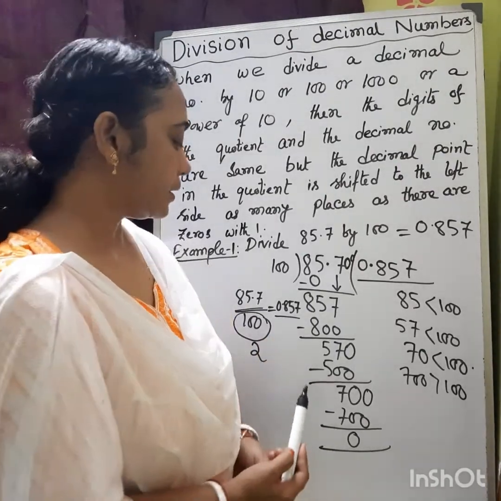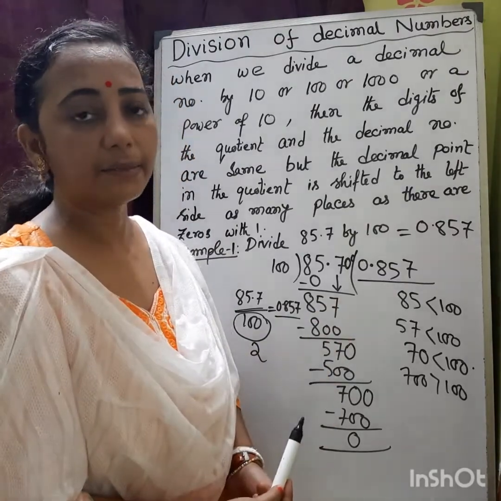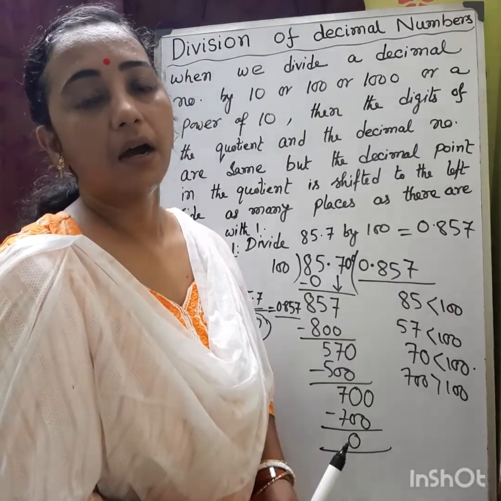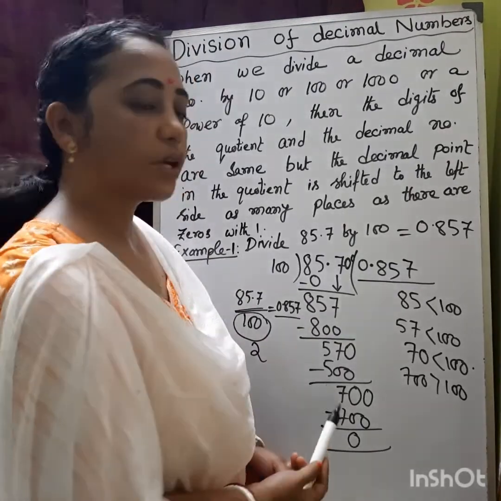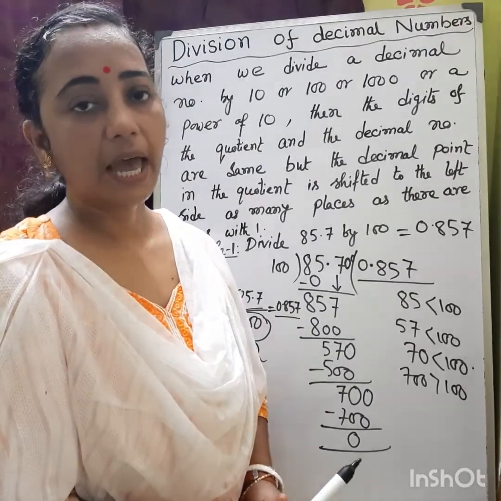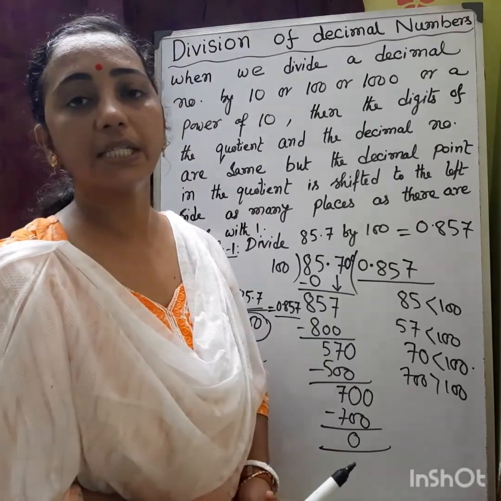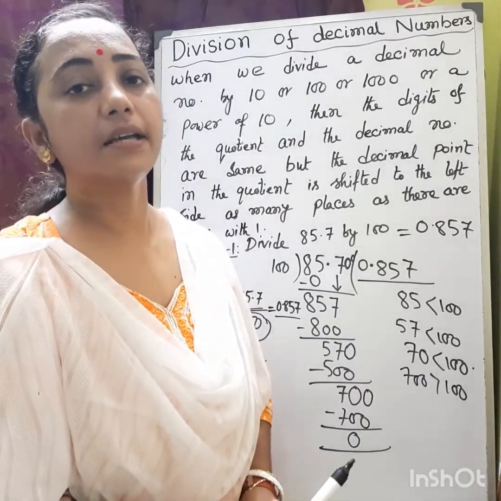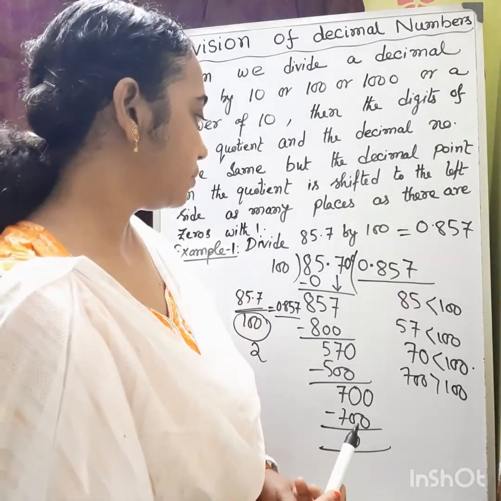So with the help of this example and this rule, we can say that when we divide a decimal number by 10 or a power of 10, in the quotient we will put the same digits as in the dividend, but we will shift the decimal point to the left side as many places as the number of zeros with 1.